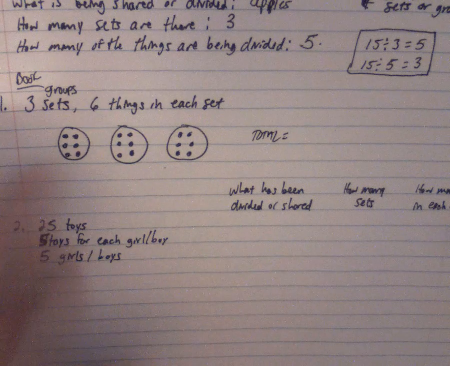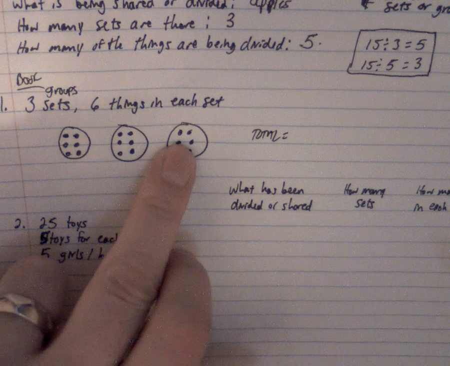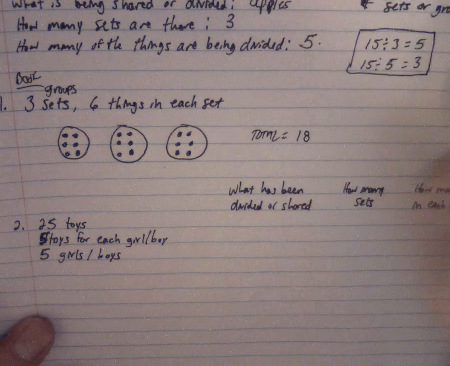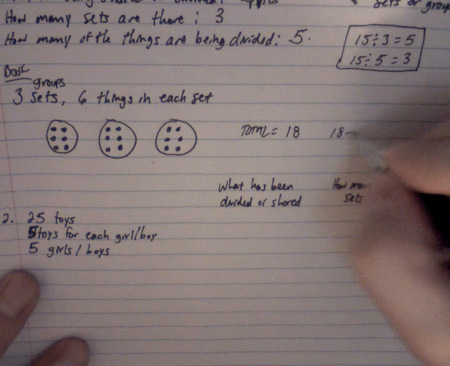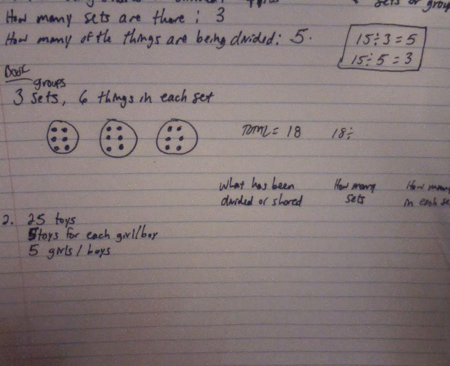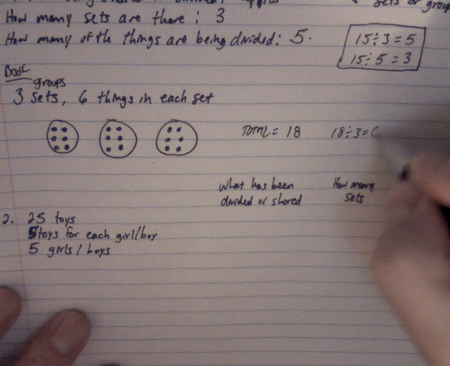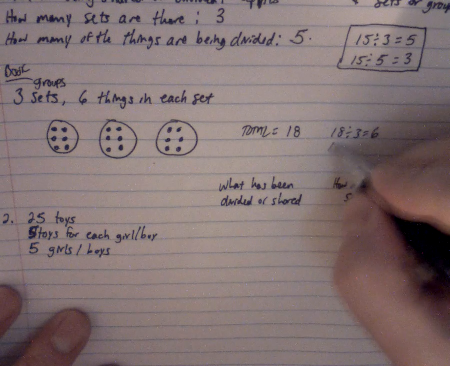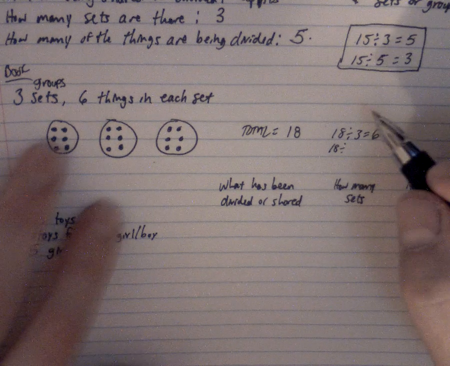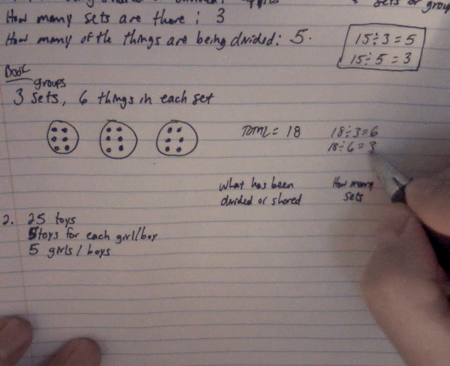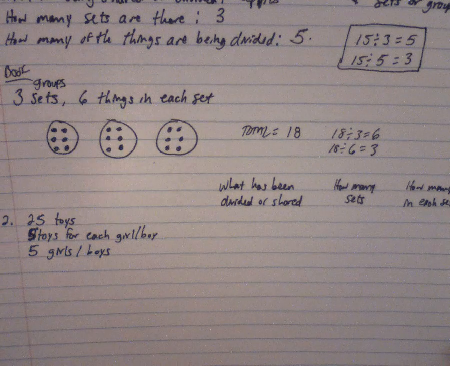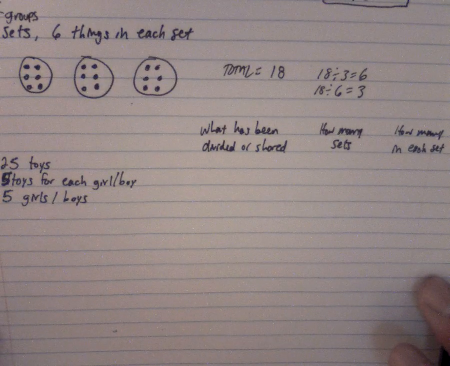What's it equal? Well, 6, 12, 18. So what we're saying is that if we have 18 in total and we divide it by 3 sets, we will find that we have 6 in each set. If we have 18 in total and we divide it by the 6 dots, we're going to need 3 trays. It's pretty self-explanatory, guys. This is just some simple basic division at its best.